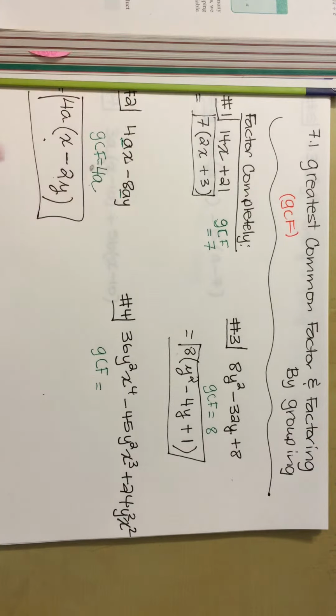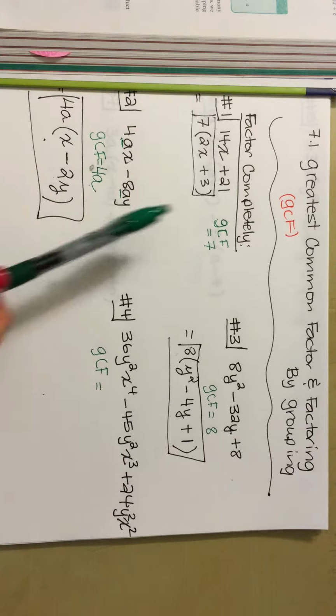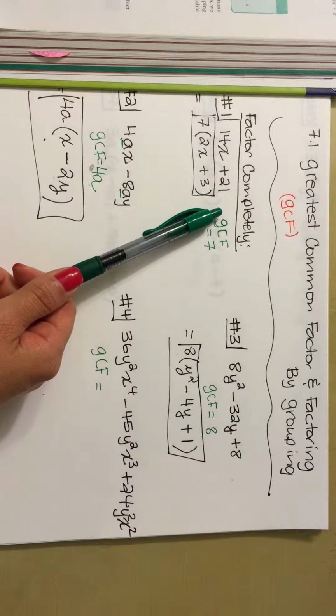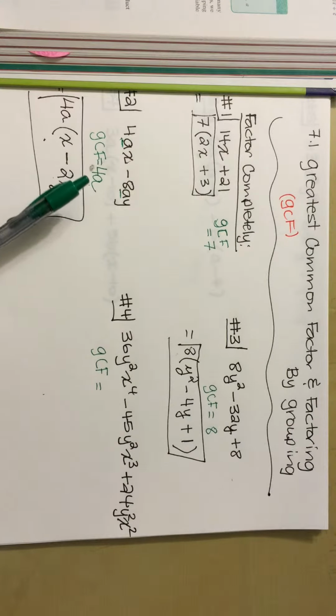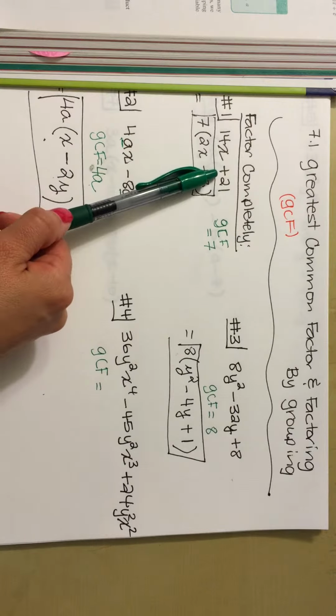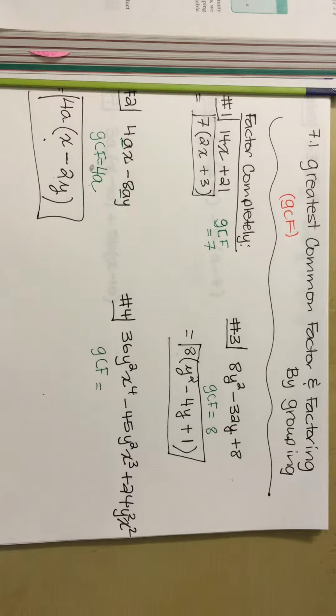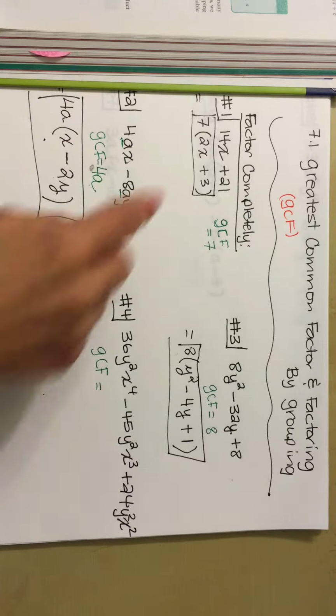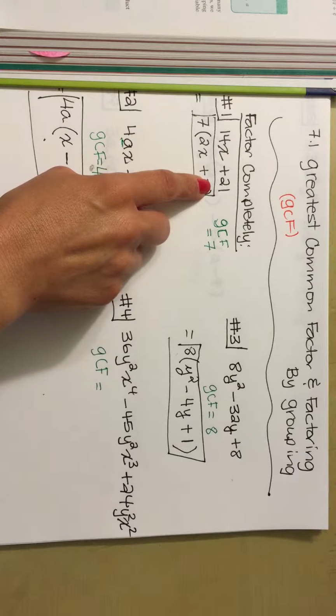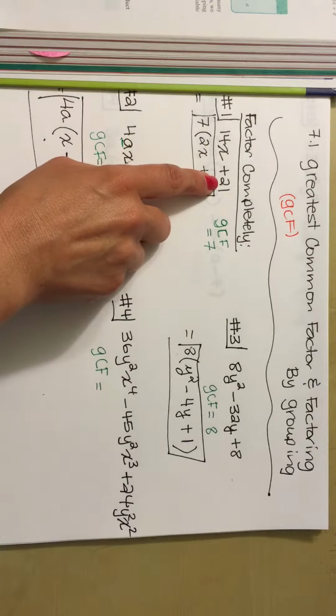I have already worked out examples 1, 2, and 3, so we'll go over those and then do the rest together. So for example 1, the directions say to factor completely. We have a binomial, 14x plus 21, and what we want to do is factor out the greatest common factor. Greatest common factor, if you remember, is the largest number that divides, in this case, both terms. So the largest number that goes into 14 and 21, that's 7.